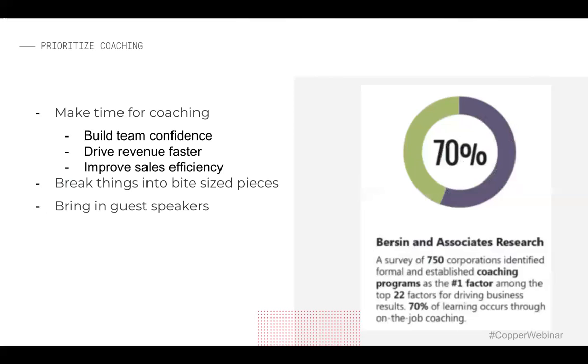Another great thing in organizations to jazz up your coaching is to bring in guest speakers. It can be people from other departments in your organization. It can also be people from outside. Everyone has networks here. Everyone knows somebody. Bring in a fresh face, and that will really drive the awareness and attention span of your team to absorb what that person is there to deliver.